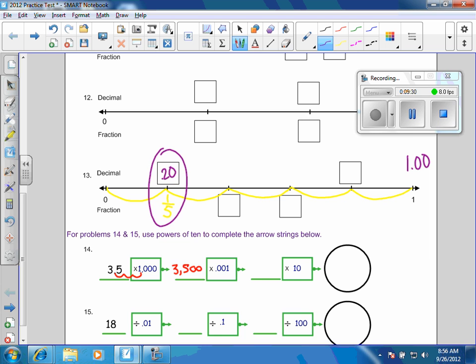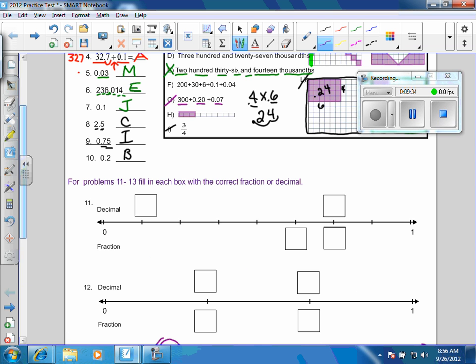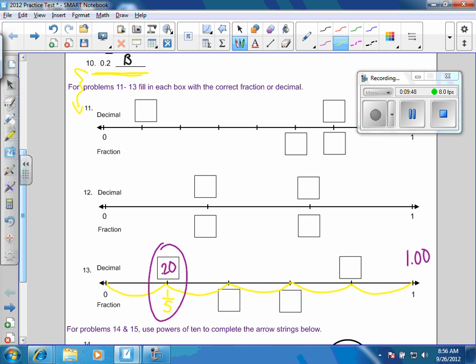So even though it was on a problem up here, sometimes on the test, when you see a problem like this, if you're not sure, maybe you can look farther down for some hints. And that might help you. So 2/10 is a fifth. Good job. Good job on the matching. Any questions on that? Should we keep going?